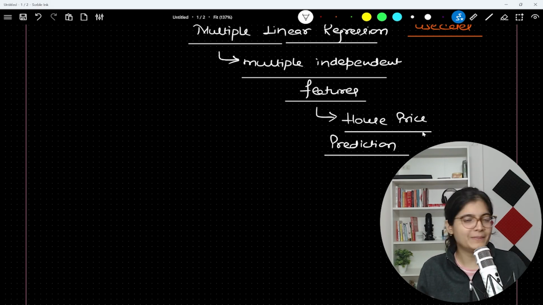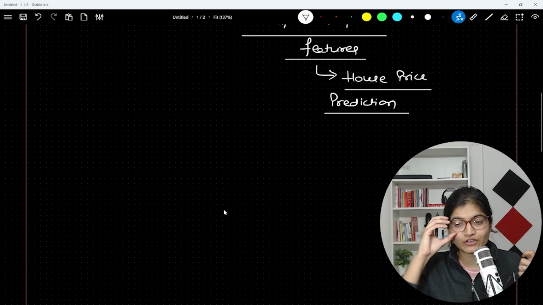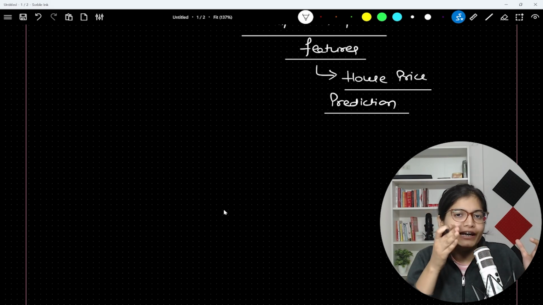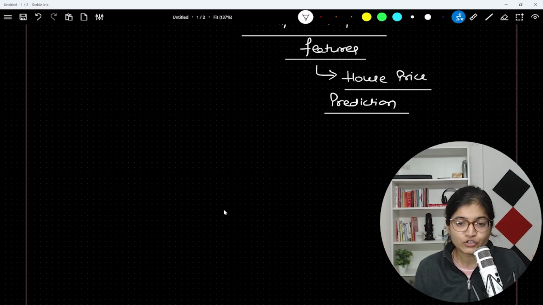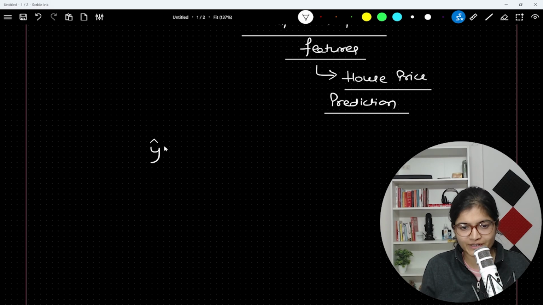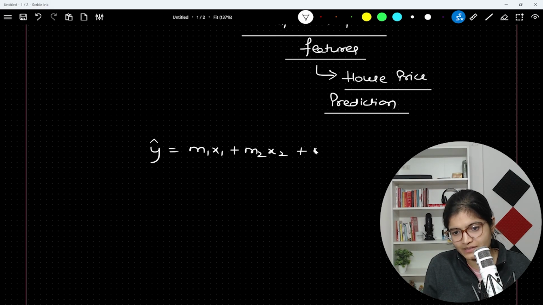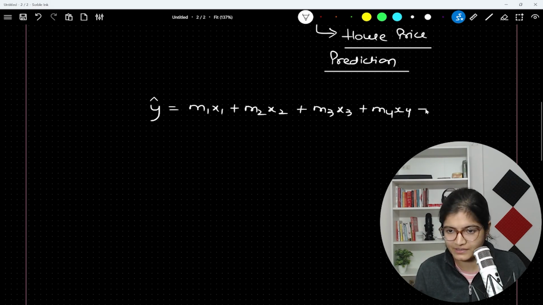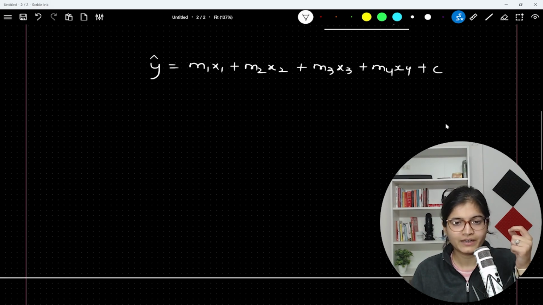In terms of implementation, everything will remain the same. The only thing you will observe changing is that here you will have values x1, x2, x3, x4. So your equation of the best fit line will change to y equals m1 x1 plus m2 x2 plus m3 x3 plus m4 x4, let's say with 4 features, plus c. The intercept will be 1, but now you will have 4 coefficients.